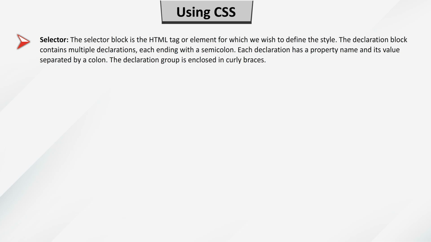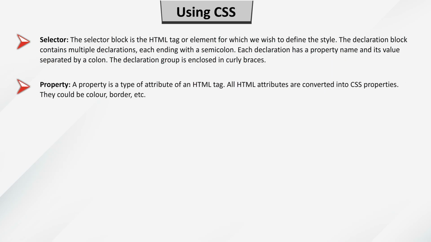Selector. The selector block is the HTML tag or element for which we wish to define the style. The declaration block contains multiple declarations, each ending with a semicolon. Each declaration has a property name and its value separated by a colon. The declaration group is enclosed in curly braces.